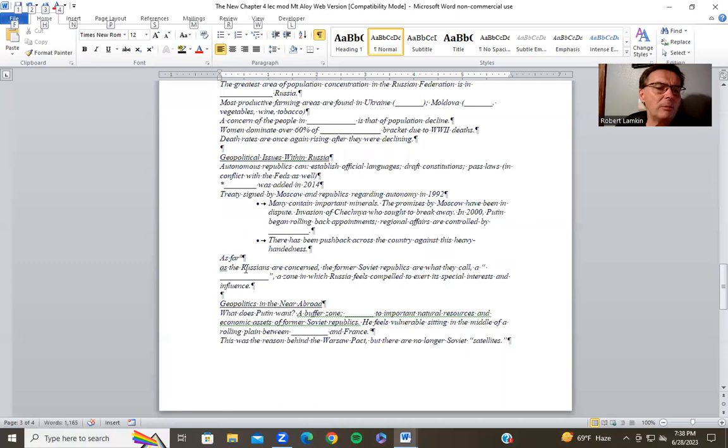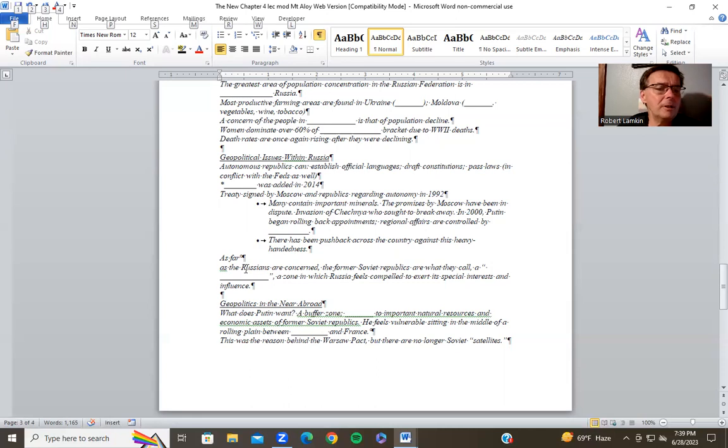You have autonomous republics within Russia, and you think, well, Moscow is probably ruling with a heavy hand over everything. Well, actually, the various republics, the various districts, have an awful lot of freedom. They can establish official languages, draft constitutions, pass laws, even in conflict with the federal government, surprising as that sounds. And as I'd mentioned, in 2014 parts of Crimea were also added to Russia.